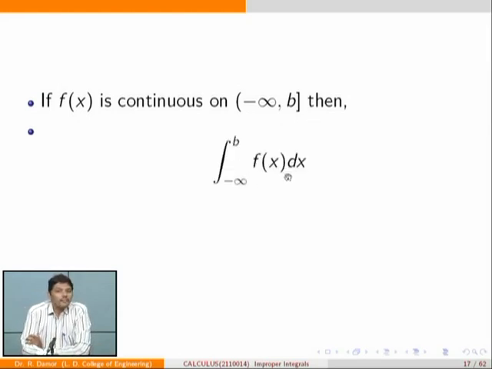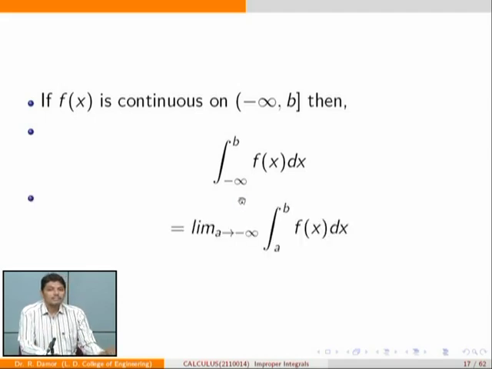The integral from minus infinity to b of f(x) dx. Now my upper limit is fixed but the lower limit tends to minus infinity. So to evaluate this type of improper integral, we take the limit as a tends to minus infinity of the integral from a to b of f(x) dx. First I evaluate the integral from a to b, and then taking the limit as a tends to minus infinity, whatever the value is, it is the value of the improper integral of type 1, obtained by replacing the lower limit with minus infinity.